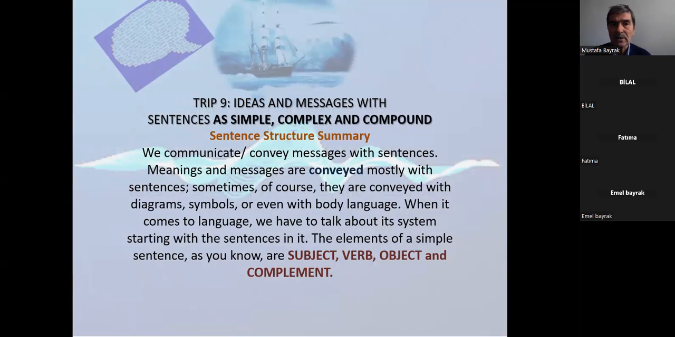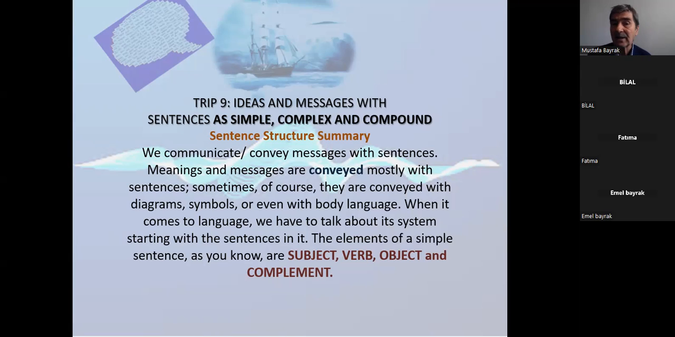Sentence structure summary. We communicate messages with sentences. Meanings and messages are conveyed, are carried, are known, mostly with sentences. Sometimes, of course, they are conveyed with diagrams, symbols, images, GIFs, or even with body language. When it comes to language, we have to talk about its system, starting with the sentences in it.